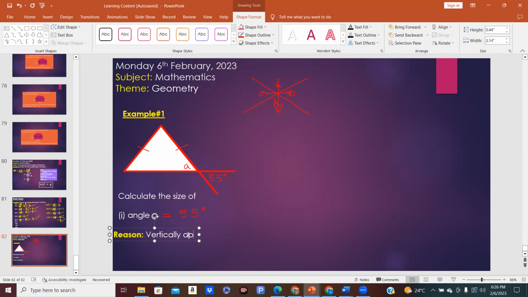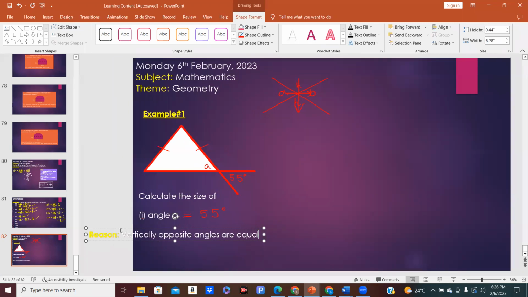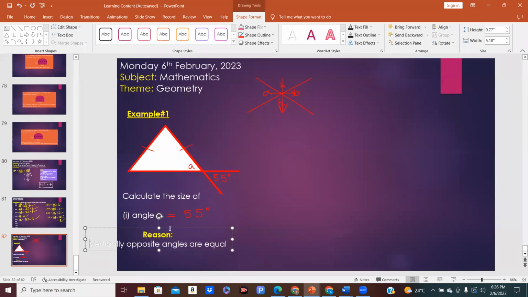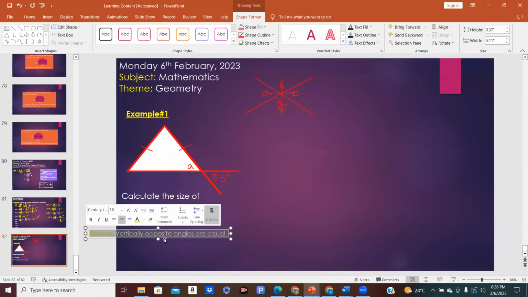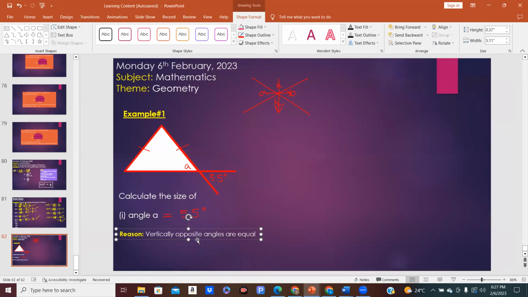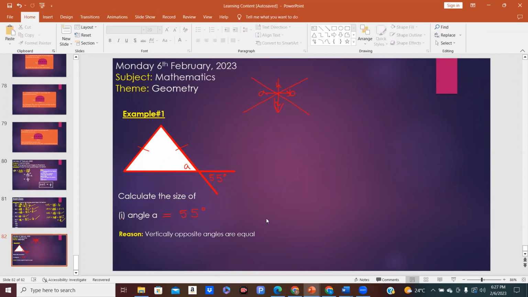Vertically opposite angles are equal. So that's the reason. Now in the exam, they don't ask you for the reason. At least you don't have to give the reason, you just have to answer the question. But it's good to know the reason because it helps you to get the answer correct, okay? They can ask for it, but they don't typically. So the reason is vertically opposite angles are equal to each other.